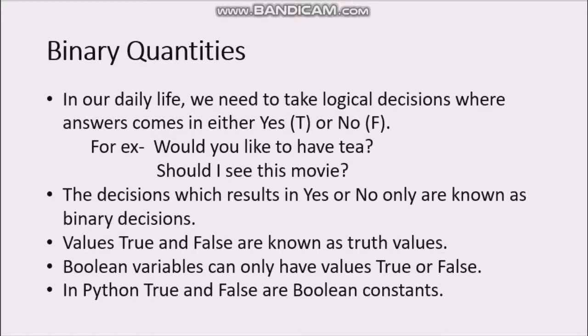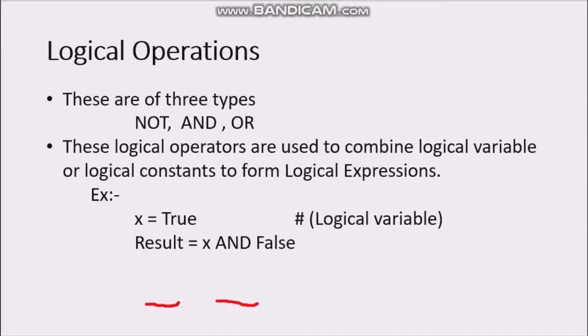In computer terminology, a yes means true and a no means false. In Python also we have the Boolean data type. If you have a variable of Boolean type, you can store the value true or false in that data type. Here true and false are Boolean constants. In Python, the Boolean constant True has a capital T and False has a capital F. They are keywords.